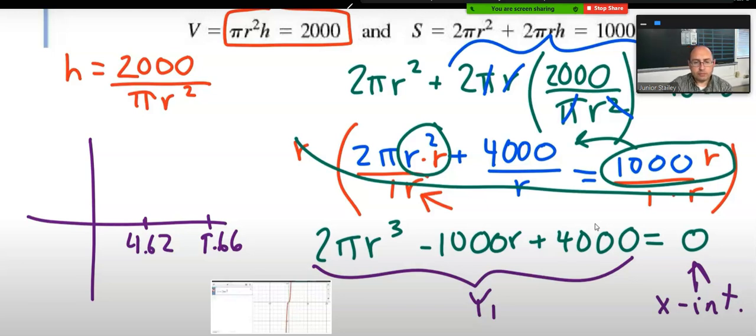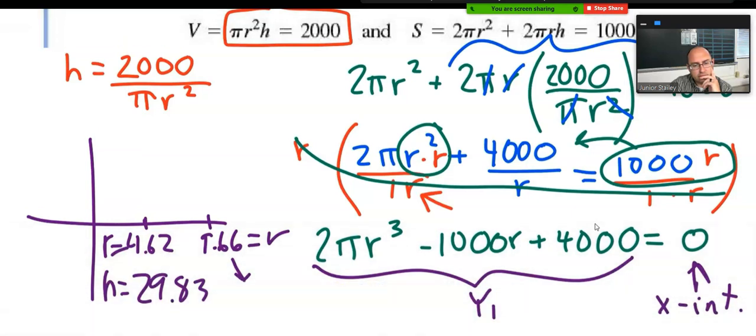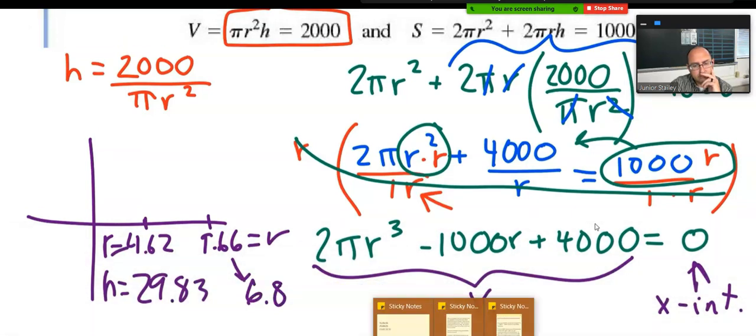Anyway, if you want to find the heights for this question, you would have to plug them in. The 4.62 radius gives a height of 29.83. But if the radius is 9.66, then the can is only 6.883 centimeters tall. That's a pretty short can, as wide as it is. They probably wouldn't do that. It's probably not the best choice. It would be the first one. Nobody would want that second one.